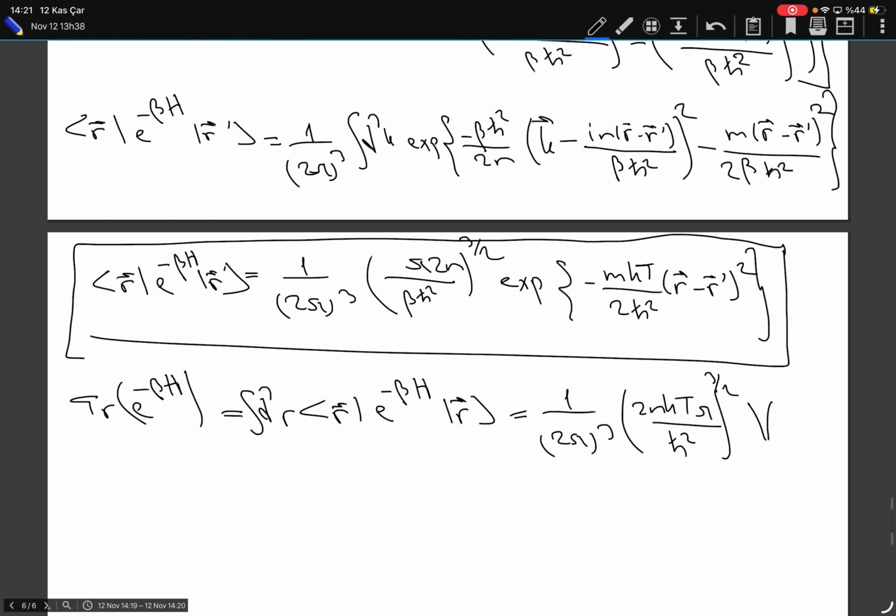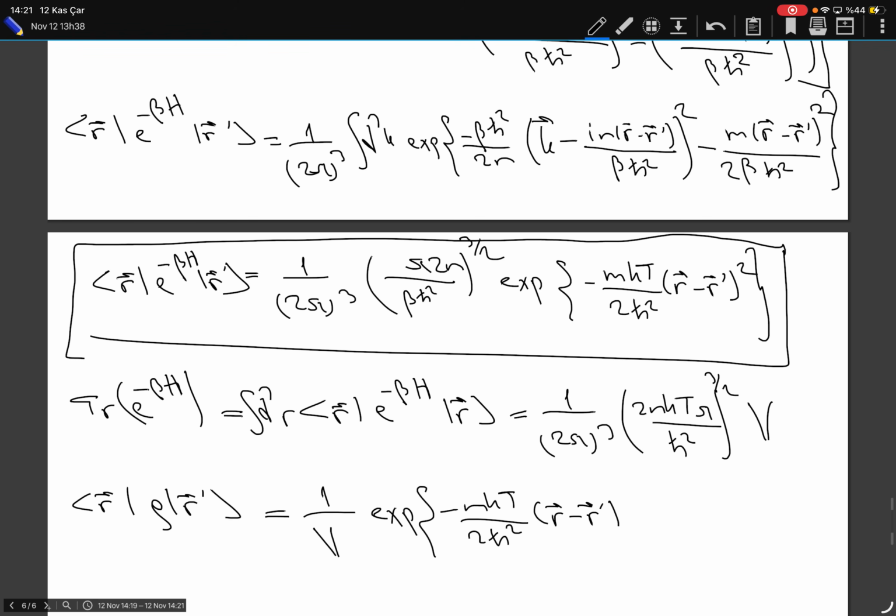And now I have my matrix element of the density matrix: 1 over V times the exponent minus m k T over 2 h bar squared, (r minus r prime) squared.